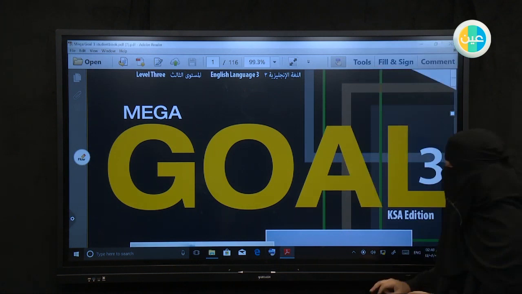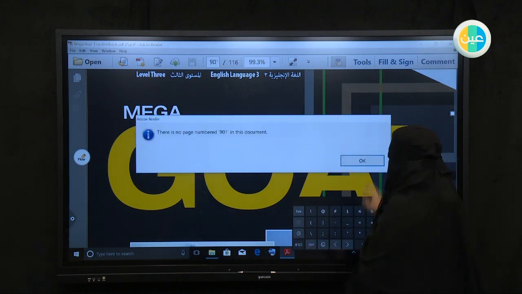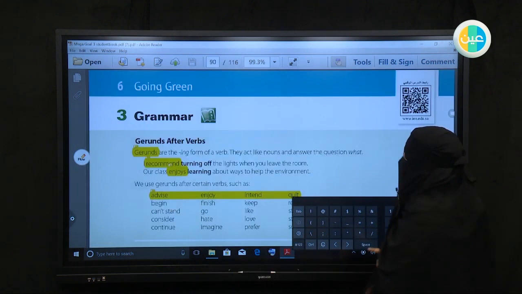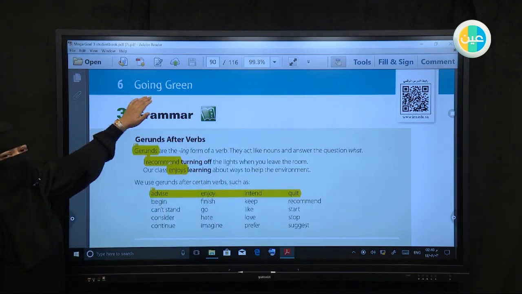Alright, now today we have إن شاء الله grammar. So let's look and see. I think it's your book on page 84 and 85. Let's check again. Alright. So we talked yesterday a little bit about the environment. تكلمنا عن البيئة. And all the things that we can try to do عشان نحافظ على البيئة. Now, the name of your unit is unit 6 here, and it's called Going Green.